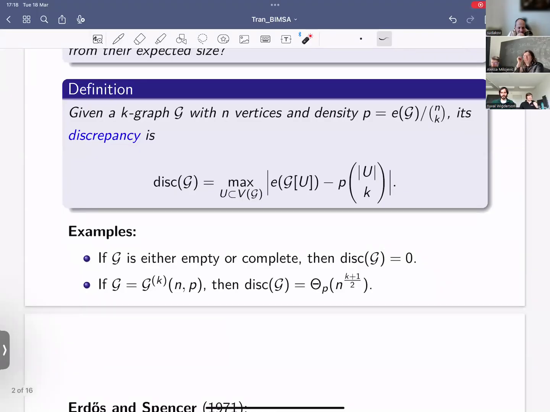Another, maybe less boring, case is when the graph is random. We consider G to be the Erdős–Rényi random graph, for example, where each pair of vertices is selected as an edge with probability p. Then by concentration inequalities, we can show that the discrepancy of this random graph is about n to the 3/2 in the graph case, and in the k-uniform hypergraph case it should be n to the (k+1)/2.